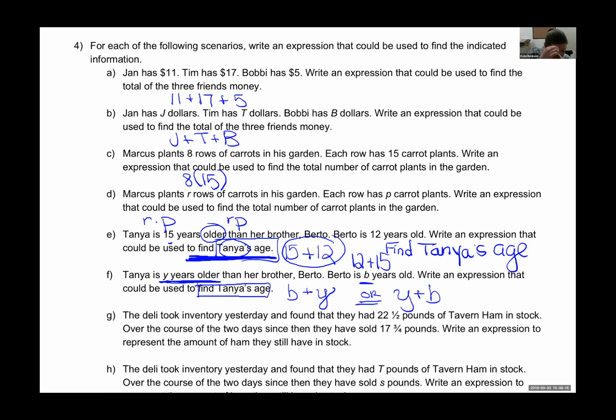The deli took inventory yesterday and found that they had 22.5 pounds of tavern ham in stock. Over the course of the 2 days since then, they have sold 17.75 pounds. Write an expression to represent the amount of ham they still have in stock. 22.5 subtracted by 17.75. Absolutely. And I couldn't switch the order in this. I would need it in this order. It would matter with subtraction, right? Because I can't have negative amounts of ham. No. It's just not going to work out for me.